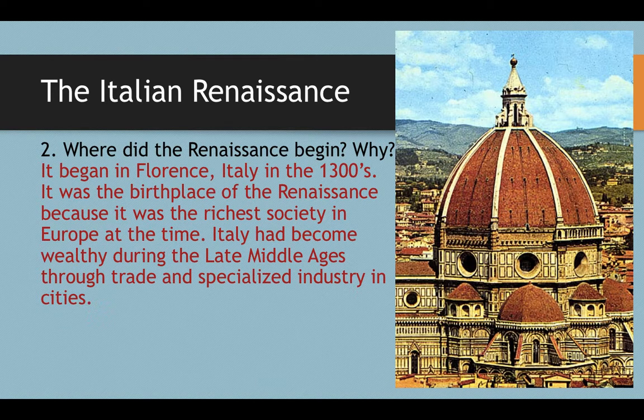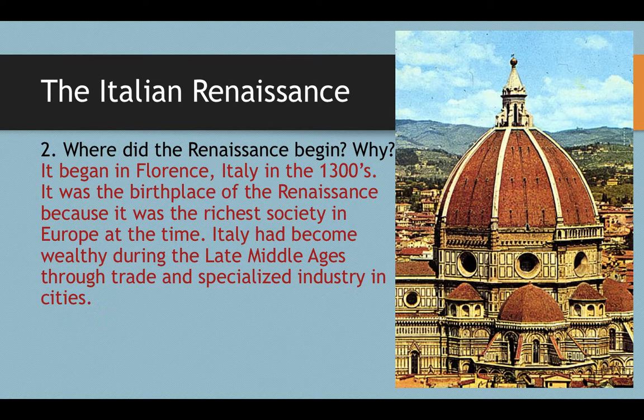First, it was the richest society in Europe at the time. Italy was very wealthy. One of the reasons why they were so wealthy is because the Ottoman Empire traded so much with Italy, specifically with Venice. So you have Florence, Italy, another very affluent city at this time.